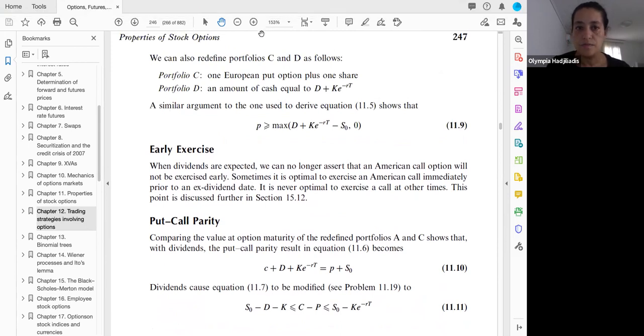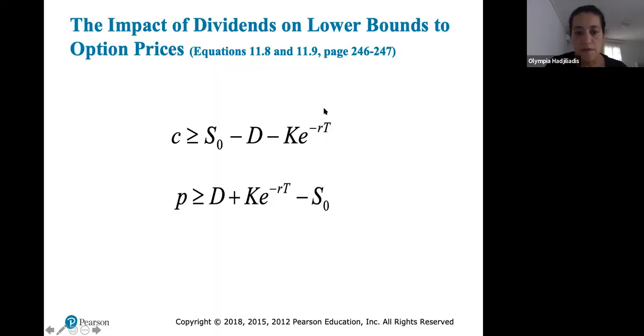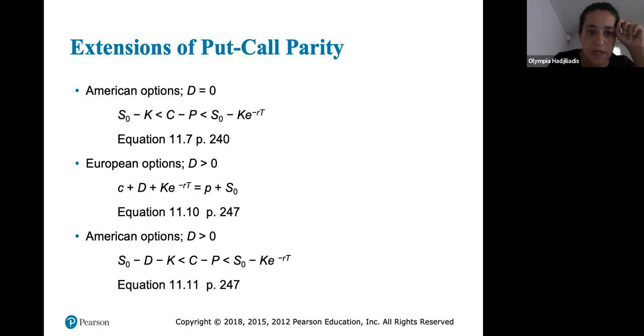So the impact of dividends on lower bounds to option prices: we have that C is greater than or equal to S0 minus D minus K e to the minus RT, and the European put price is greater than or equal to D plus K e to the minus RT minus S0. For American options, when D is equal to 0, C minus P is between S0 minus K and S0 minus K e to the minus RT.